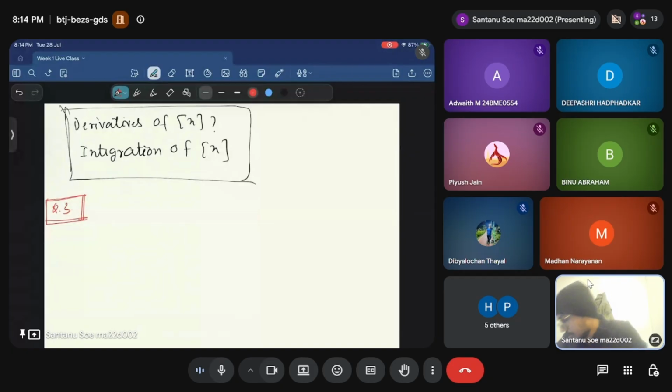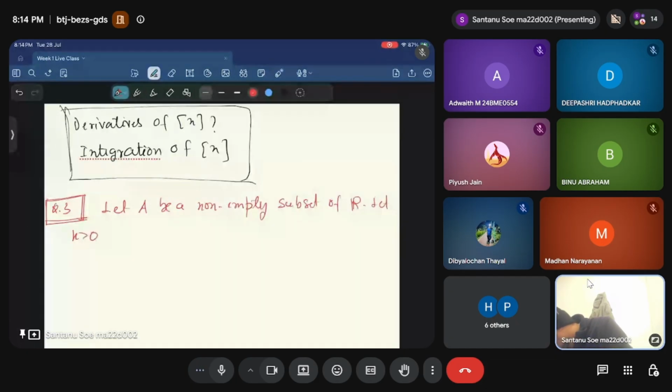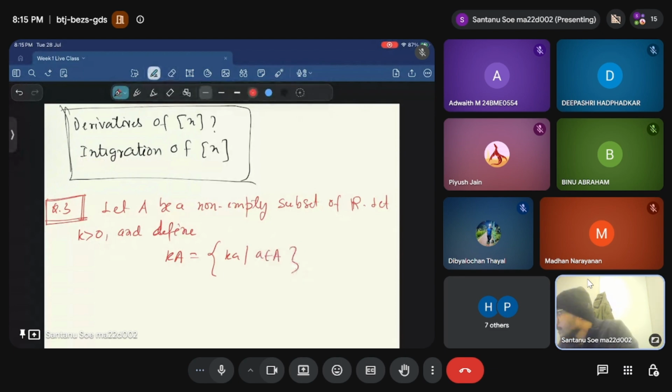So the next question is, let A be a non-empty subset of R. Let k be greater than 0 and define kA equals... sorry, this will be kA. Then which of the following is or are true?